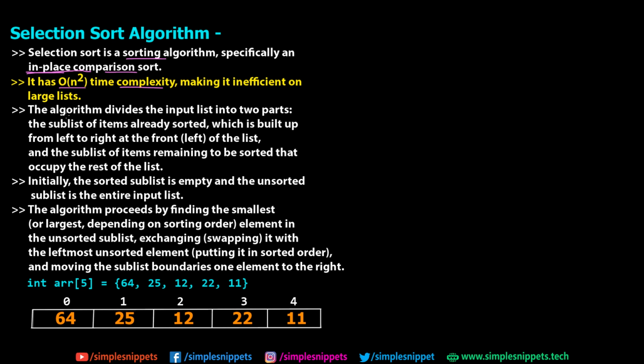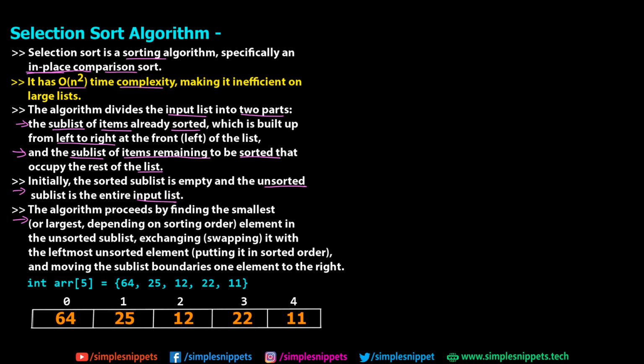So moving ahead, the algorithm divides the input list into two parts. So the part 1 is the sublist of items that are already sorted and which is built up from the left to right. And the second part is the sublist of items which are remaining to be sorted that occupy the rest of the list. Now right now you will not clearly understand this point, but when we go ahead and see the working, you'll understand it very well. So just hold on for a few minutes and you'll understand this. Next is initially the sorted sublist is empty and the unsorted sublist is the entire input list.